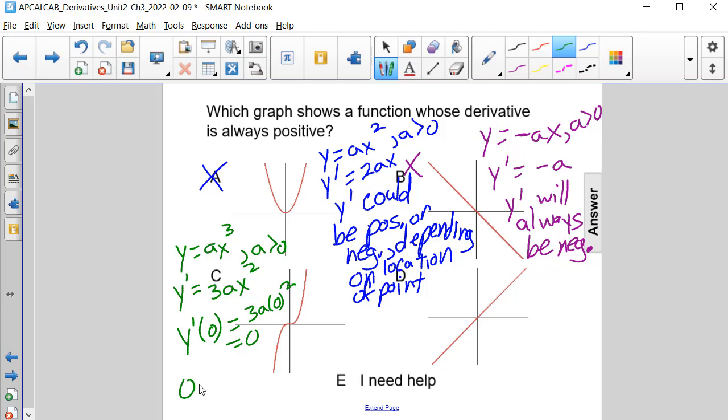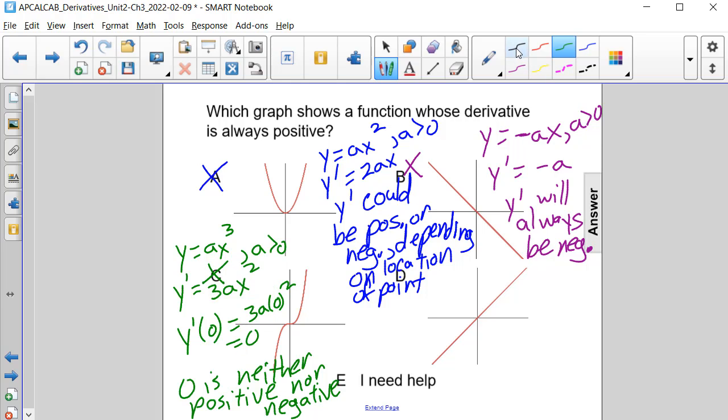And 0 is neither positive nor negative. So therefore, this one cannot be always positive. So answer choice C is ruled out.